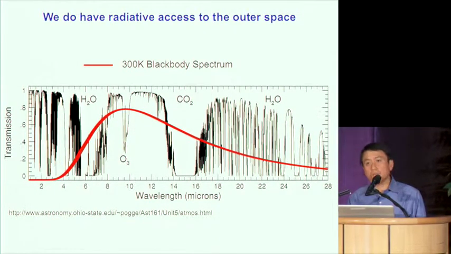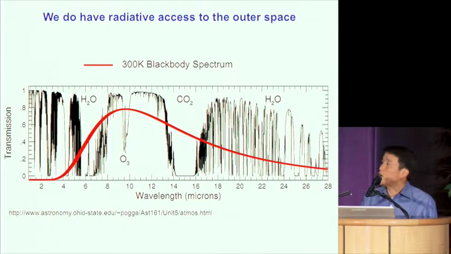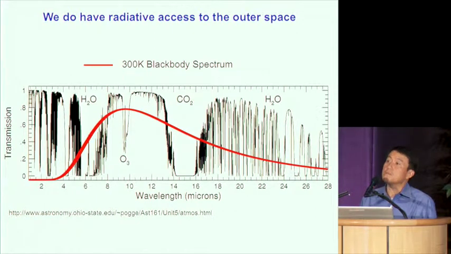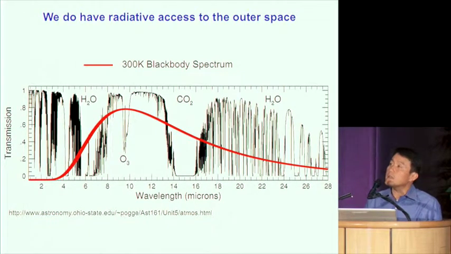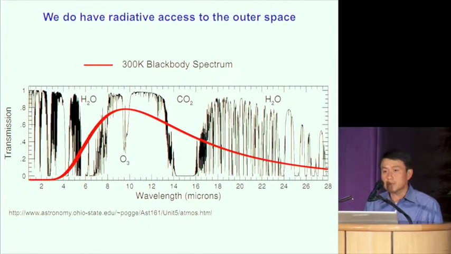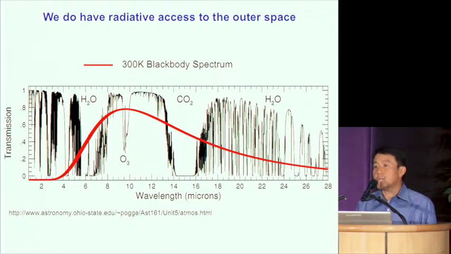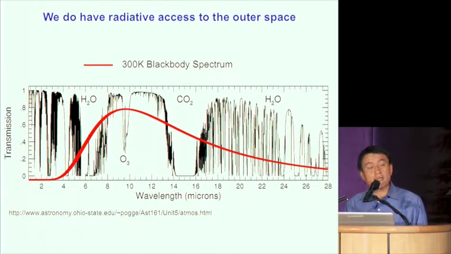And that happens to be at the peak of the black body radiation spectrum for a black body at 300 Kelvin. So another way of saying it is that if you step outside, you are actually radiating heat into outer space, every one of us. And so that's a mechanism that potentially can be used for cooling purposes.